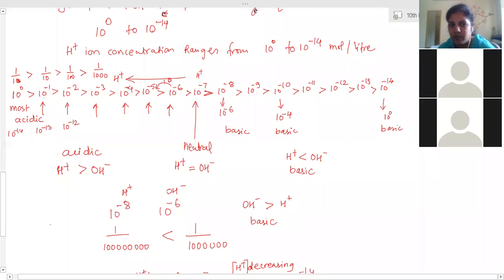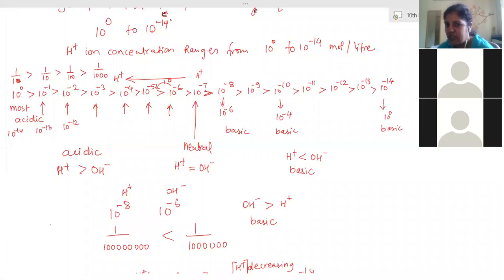Then in the middle, they have a lesser H plus ion concentration. We have divided this into 3 parts. This is mild acidic substances. And the minus 4, minus 5, minus 6 range we consider as weak acids, because they are acids but their strength is lesser. They show acidic properties, but the least acidic properties. Therefore, we call them weak acids. Is that clear now?